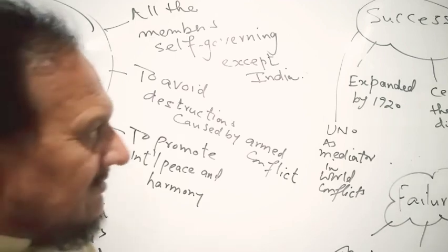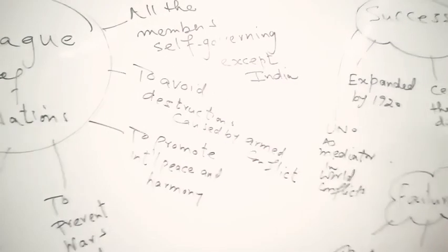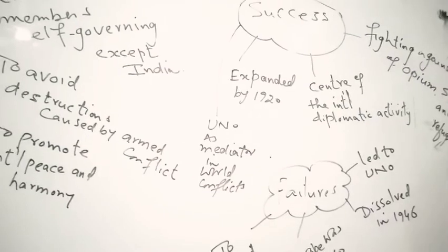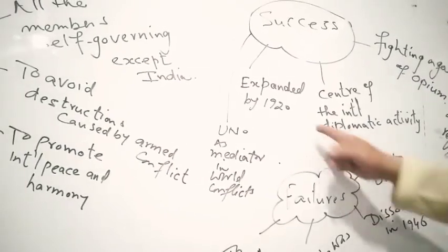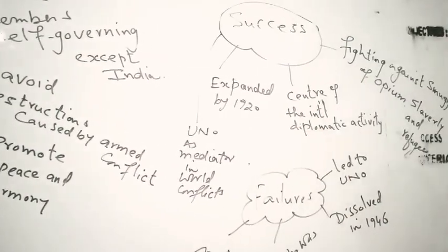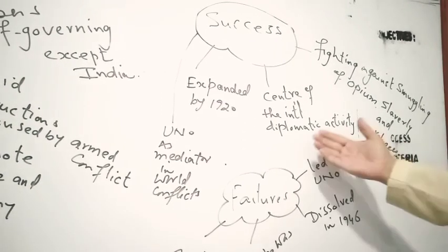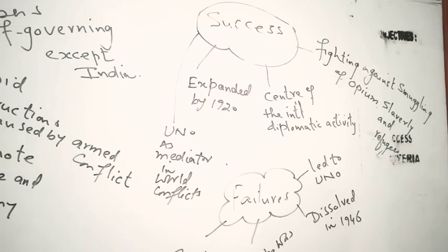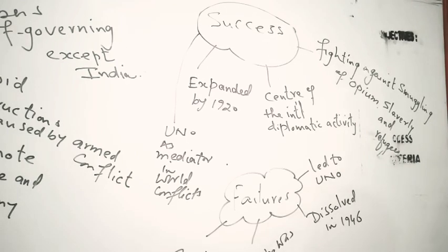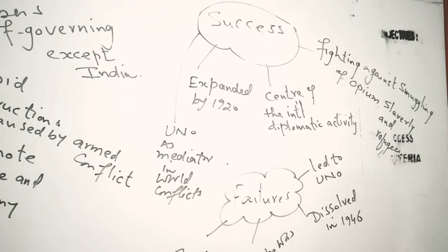Now, the League of Nations had some successes and some failures. The successes were that by 1920 it was expanded and a lot of nations became its members. It became a center of international diplomatic activity. All the nations took great interest in this organization, and international diplomatic activity started through it.